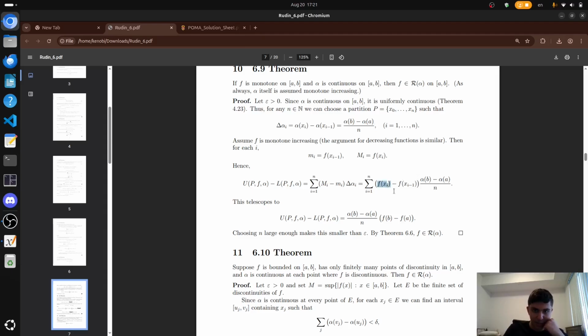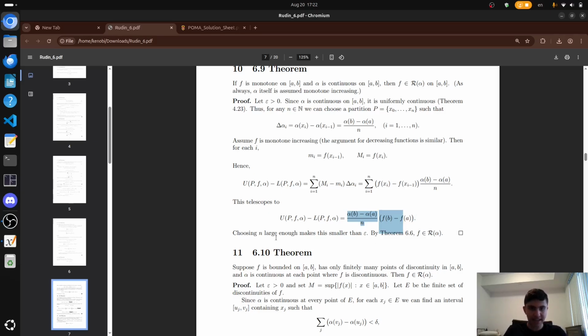And this thing over here, you can take outside of the sum because it doesn't change throughout the sum. This thing over here is like a diagonal. So we're going from 1 to 2, from 2 to 3, from 3 to 4. All of these, 2 to 2, 3 to 3, 4 to 4, are going to cancel out, and you're just left with the endpoints, which is going to give you this thing over here, alpha b minus alpha a over n times f of b minus f of a.